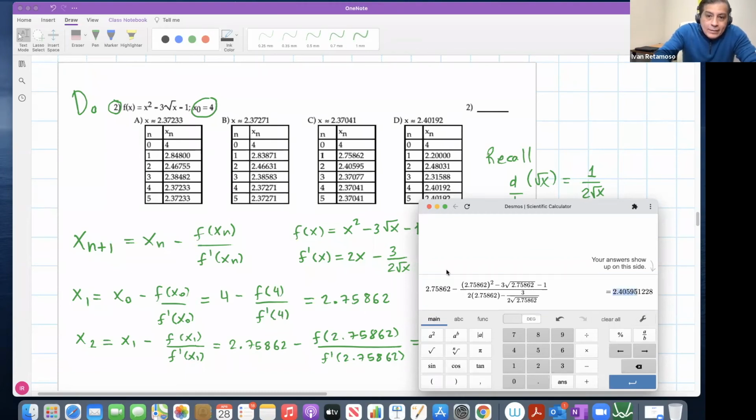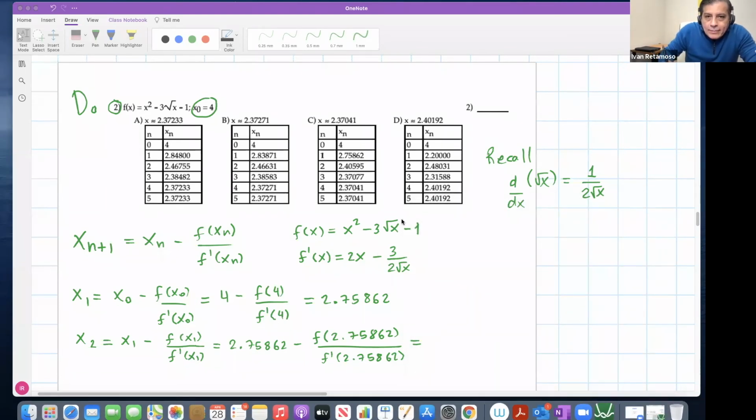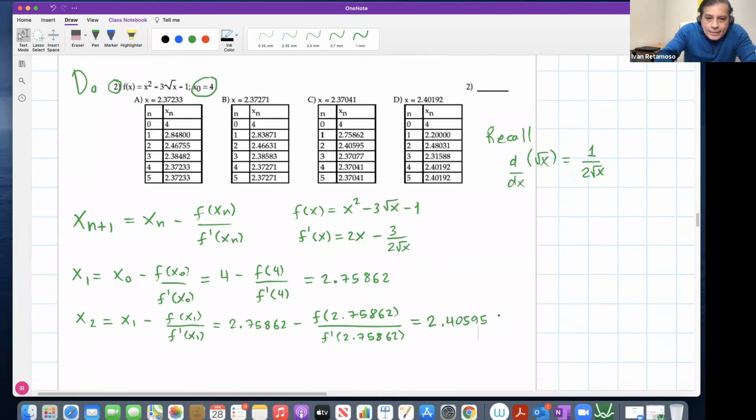Now, I'm not going to close this, and I don't want to type it in, so I just put it down here. Let's write our new answer here as 2.40595. This is X2, right? Then we are supposed to compute X3 as the previous X2 minus F evaluated at X2 divided by the derivative evaluated at X2. That's how it works.